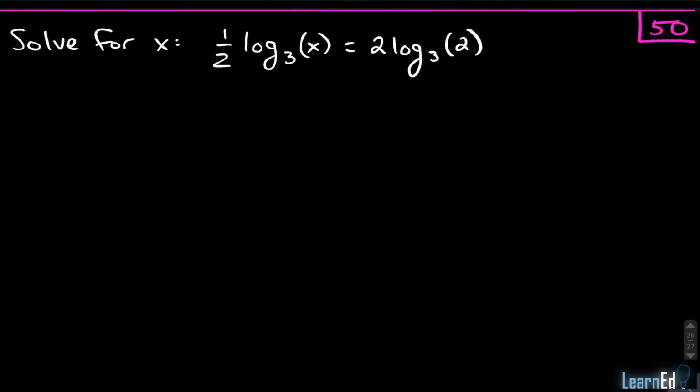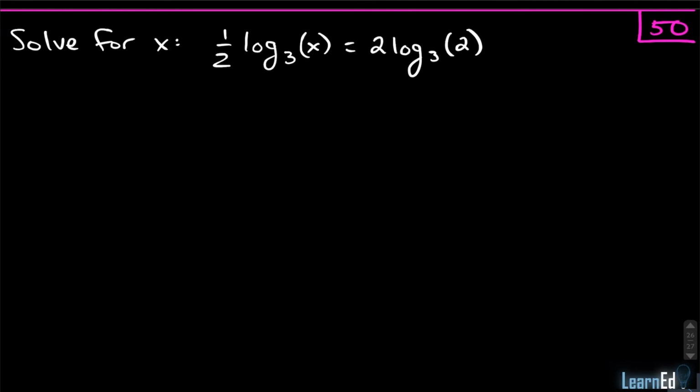And the last problem that we're going to do is problem 50. This is a problem where you can't do the circle trick. This is why I said simple logarithmic functions. This is not that. It has multiple logs on each side. So this problem says we want to solve for x where we have 1/2 log base 3 of x equals 2 log base 3 of 2. Now, the thing is here, we have the same base on both sides of the equation. And this is basically the same thing as common bases.